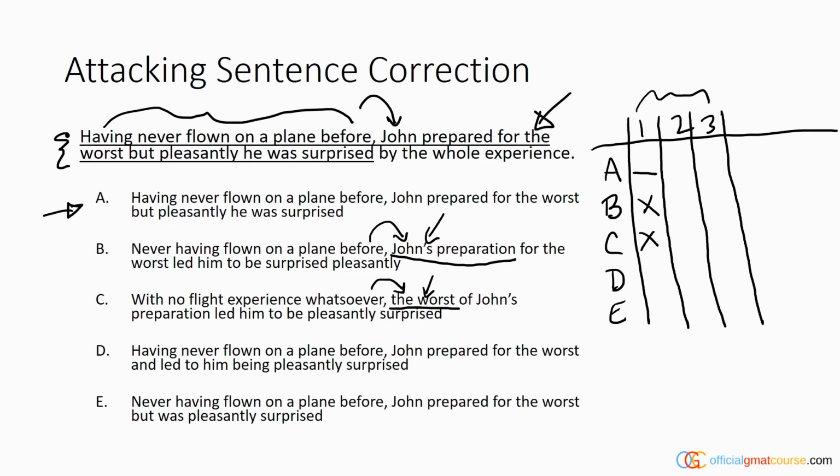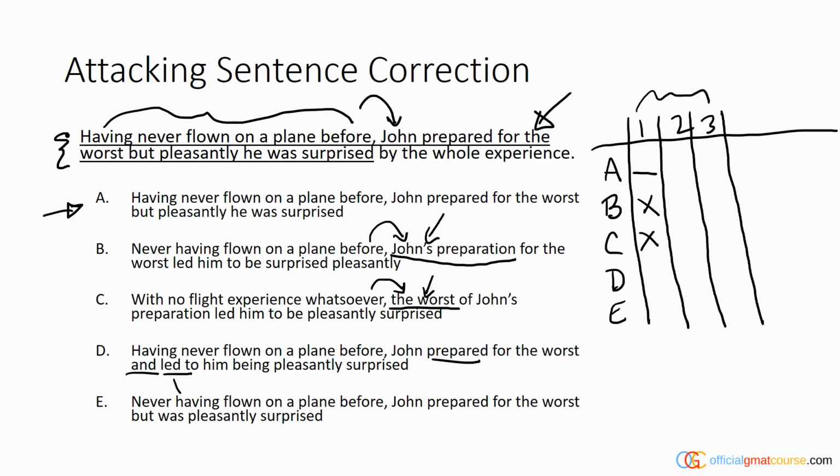So I think that A is not bad, and I would hold on to this. Looking at D, having never flown on a plane before, John prepared for the worst and led to him being pleasantly surprised by the whole experience. This is not parallel around the word and. I feel like John prepared and led. So this sounds good, but John prepared for the worst and John led to him being pleasantly surprised.